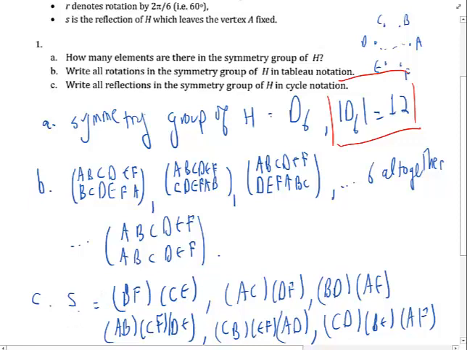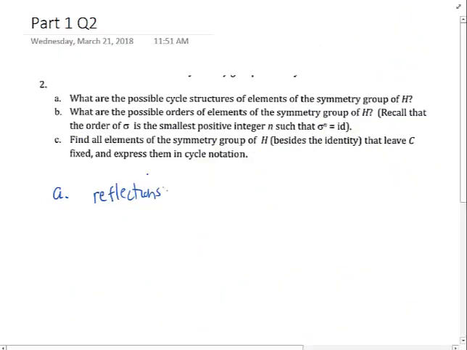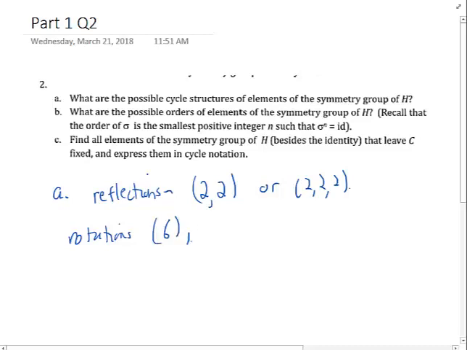or we could call them transpositions. It's either product of 2 transpositions or product of 3 transpositions. So the structures here are 2 2 cycles or 2 2 2, 3 2 cycles. We also have rotations. Now, one rotation is going to be a 6 cycle. That's the rotation 60 degrees.